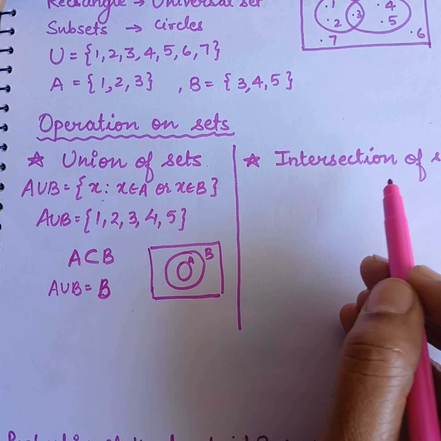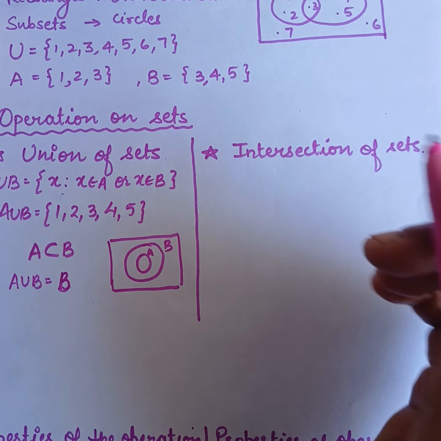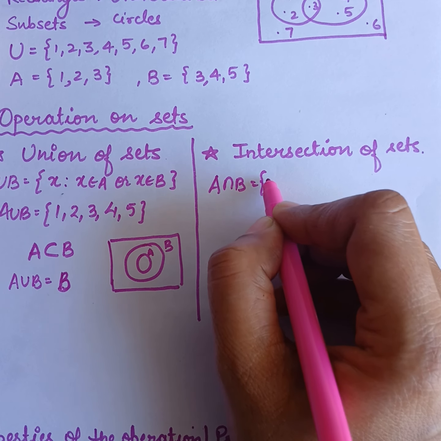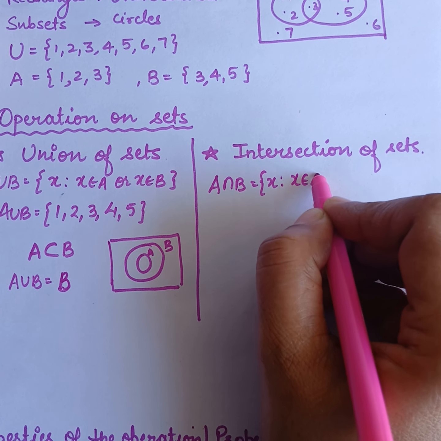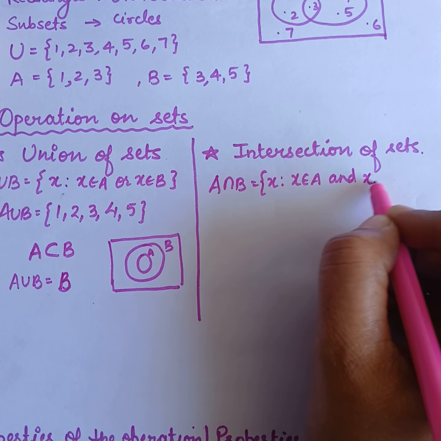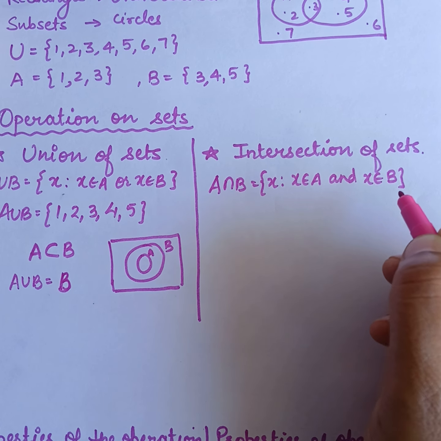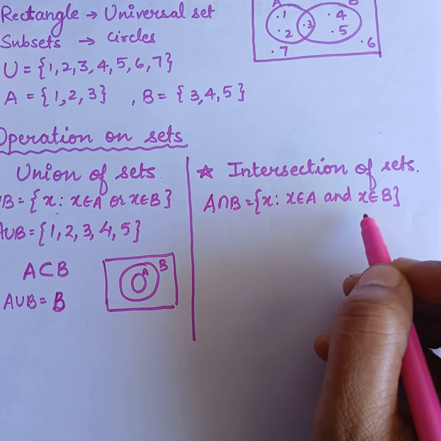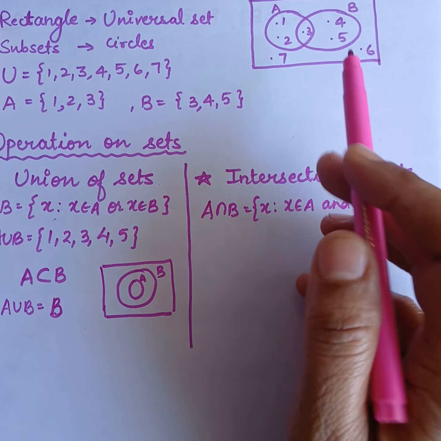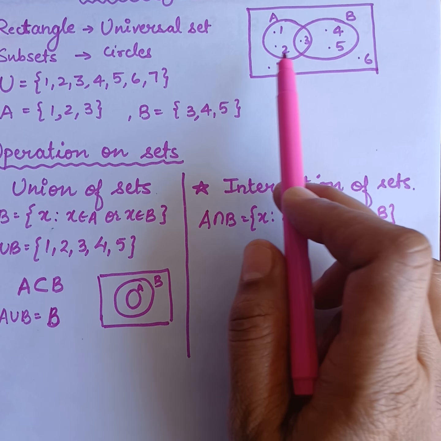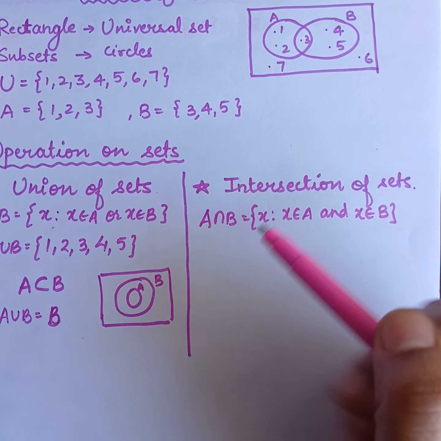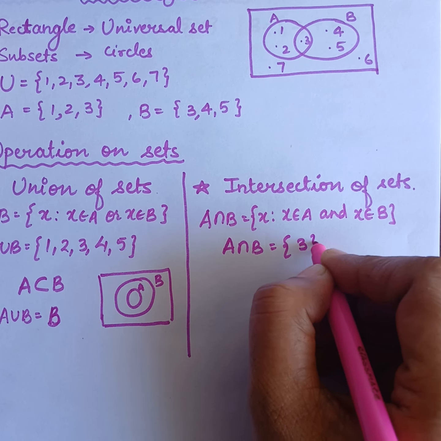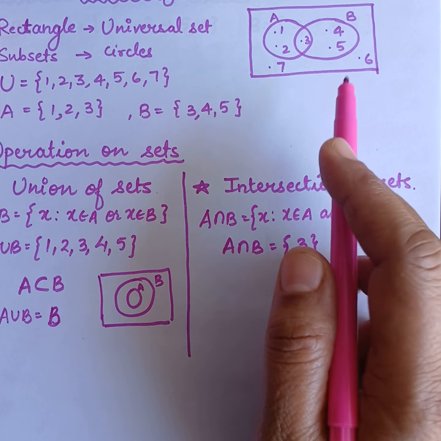Now intersection of sets. How to write it in set-builder form? X belongs to A and X belongs to B. It means that elements should be there in A as well as in B. That is the common element. Now you can see that here the common element of A and B is only 3. So A intersection B is 3, which is common to both.